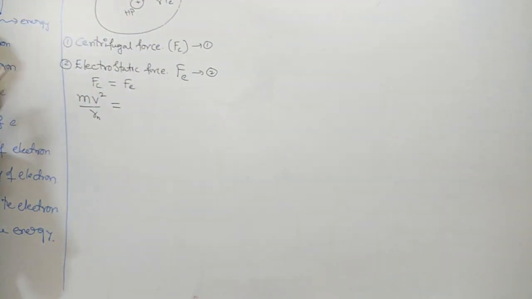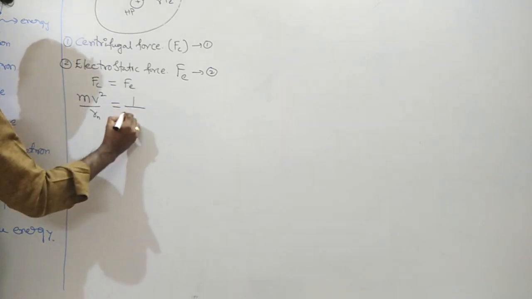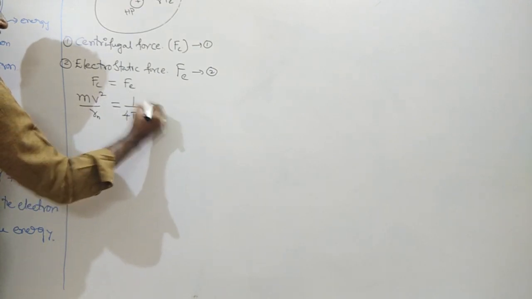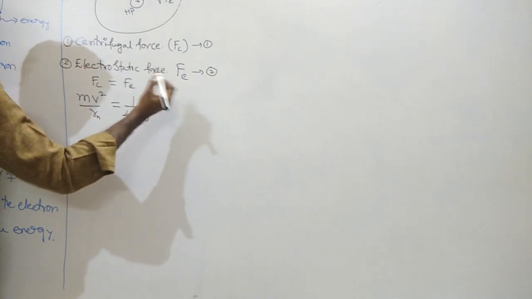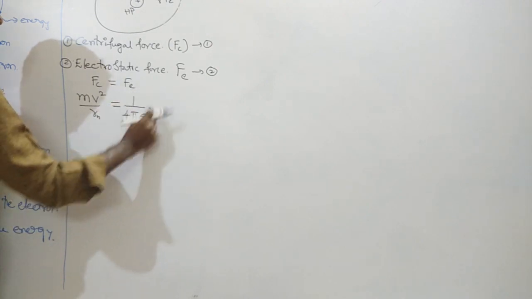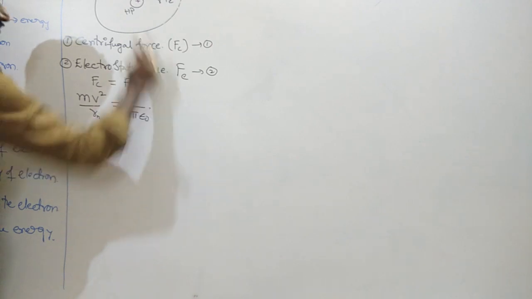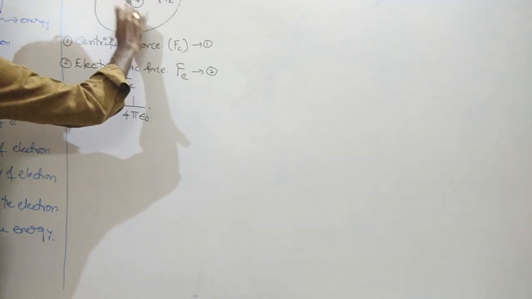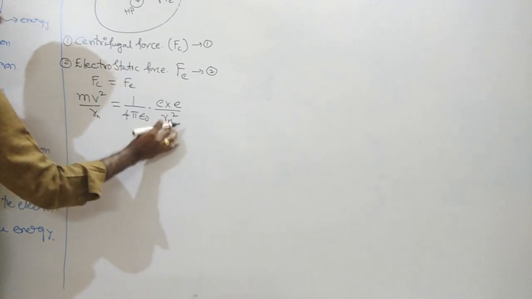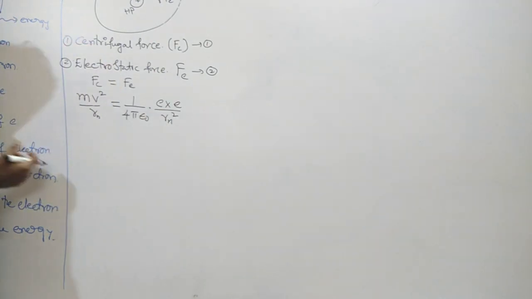If two charges are present at a distance r, how much is the electrostatic force? We are already familiar with the electrostatic equation: 1 by 4 pi epsilon naught into q1 q2 by r squared. Here 1 by 4 pi epsilon naught gives the k value. For q1 and q2, one positive charge means one proton, and one electron: e into e, divided by rn squared, for the nth radius circular orbit.